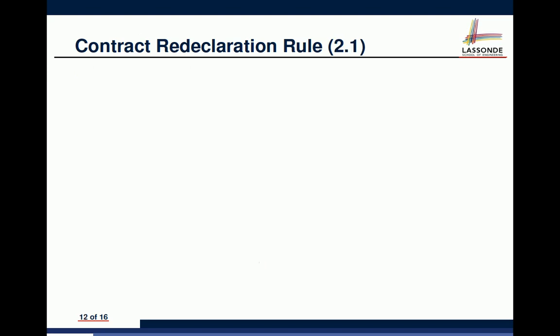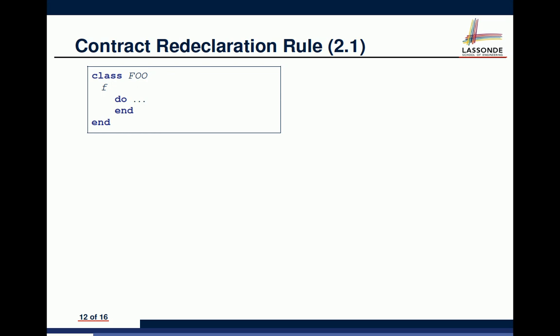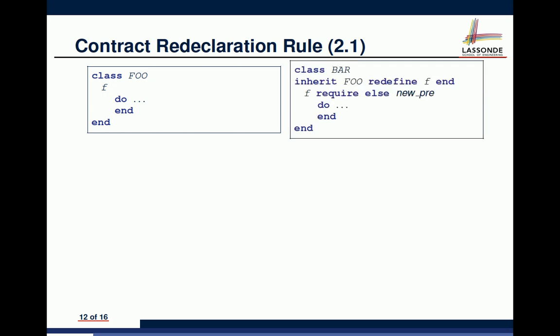We already covered that. Now let's do a little exercise. The next two slides are to see what the logical equivalence would be. Scenario number one: let's say we have a parent class called foo with no precondition, not even a require, nothing. Then we have bar over here, and we say require else new precondition. So the require clause for the parent class is absent, and the require else clause is present for the child class.